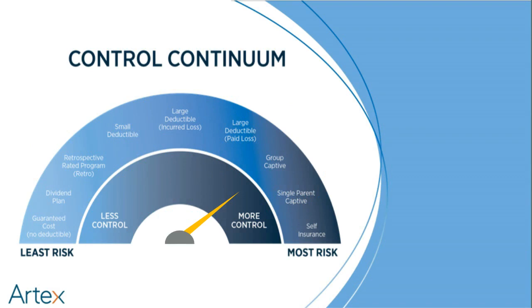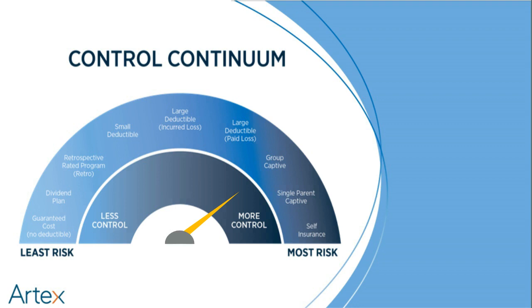But in any captive conversation that we enter into, it's very important to start with this control continuum. And you may have seen different versions of it in various places over the years. On the far left-hand side is buying insurance on a guaranteed cost basis, fully insured with no deductible. It poses the least amount of risk because it's sleep-at-night insurance: every claim that is incurred is going to be paid by the insurance company. But clearly that's more expensive and provides less control to your organization in the whole process.